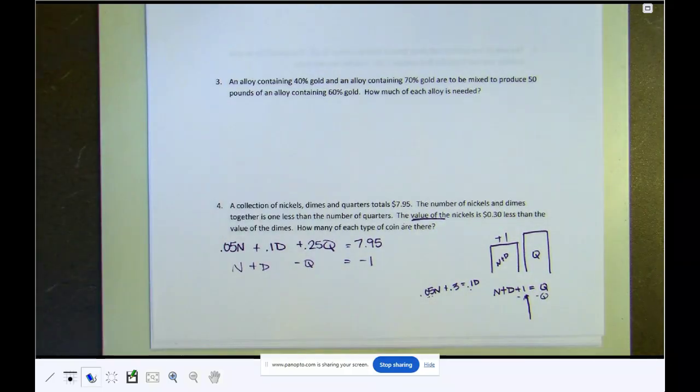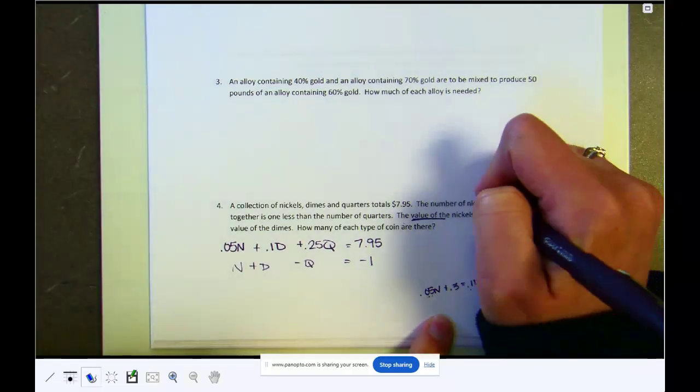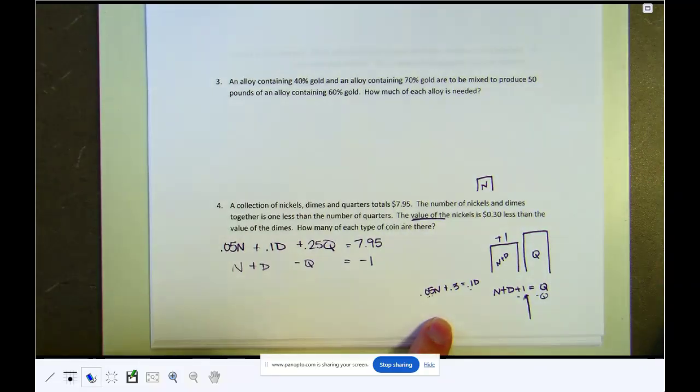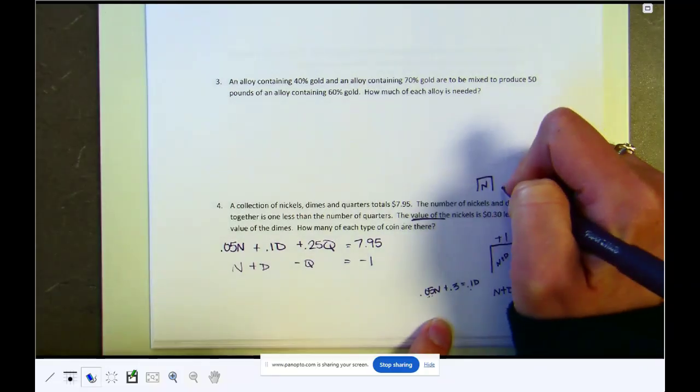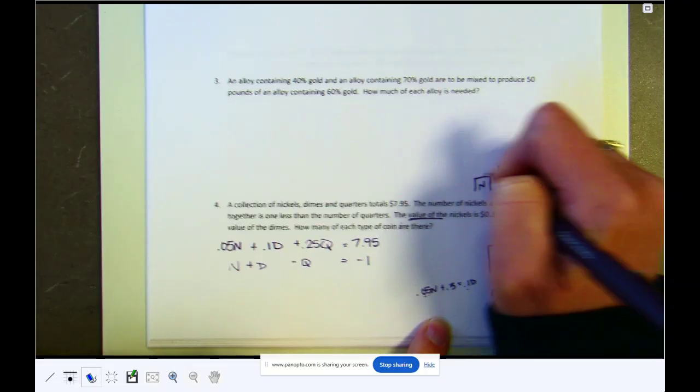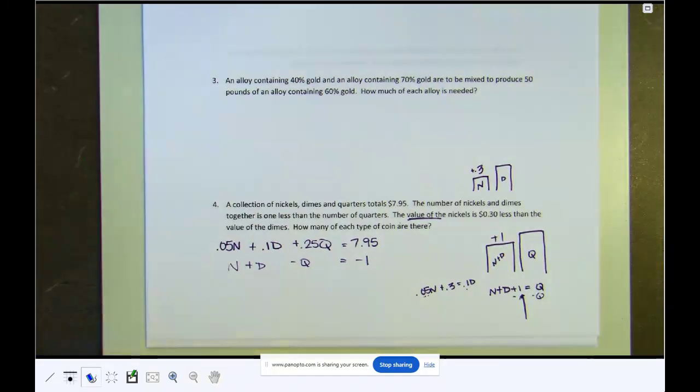It's monetary value. So when you do this, the temptation is to go, oh, nickels is 30 cents less than the value of the dime. So like this, and you're going to add the 0.3, but you won't get the right answer because it's the monetary value. So this has to be all switched around then.